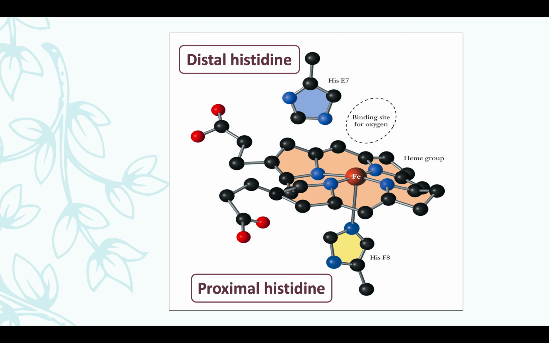Remember, sabi natin histidine or his E7 acts as a gate for oxygen. How? Remember that histidine is a bulky group. Now that bulkiness kinetically inhibits oxygen or other molecules such as carbon monoxide and cyanide from binding ideally or perpendicularly to the heme plane.